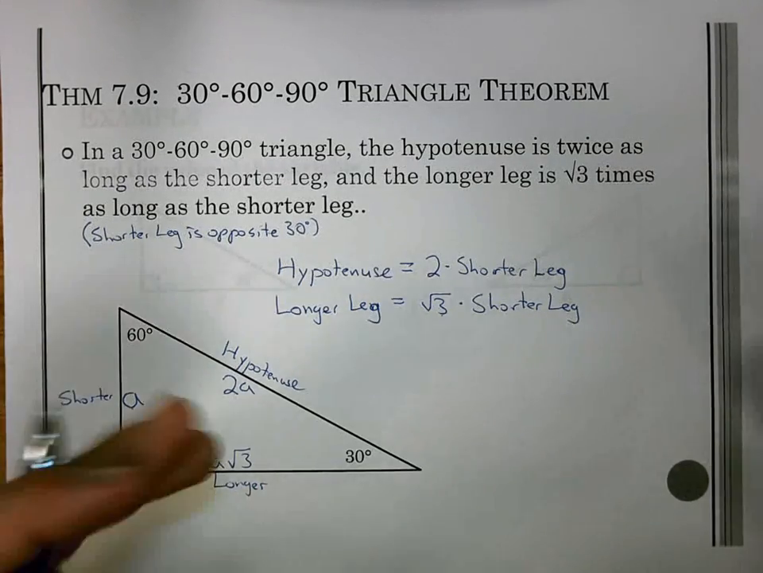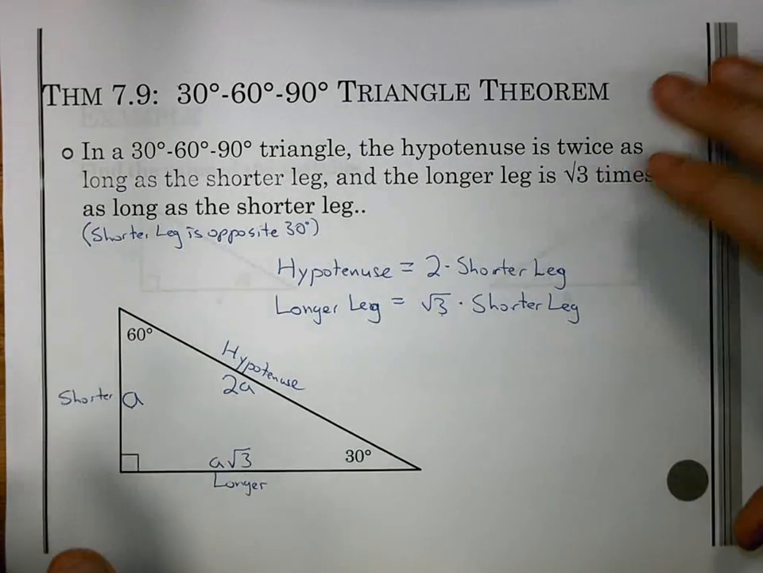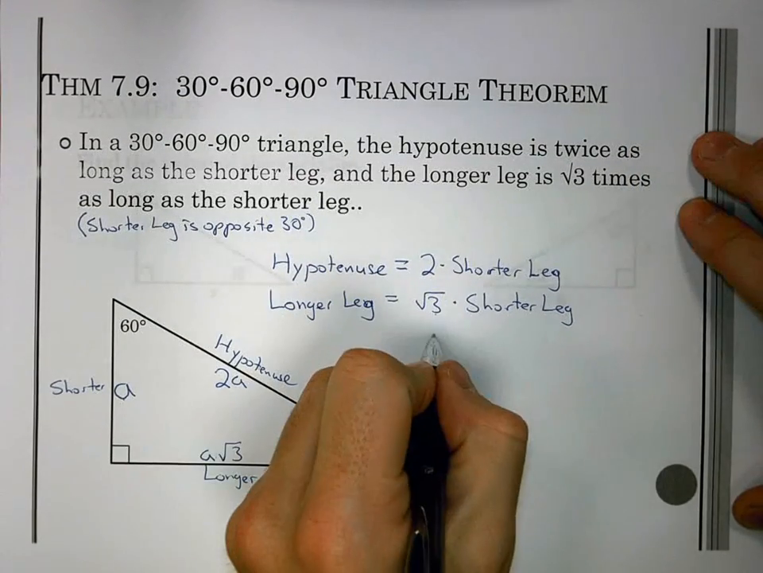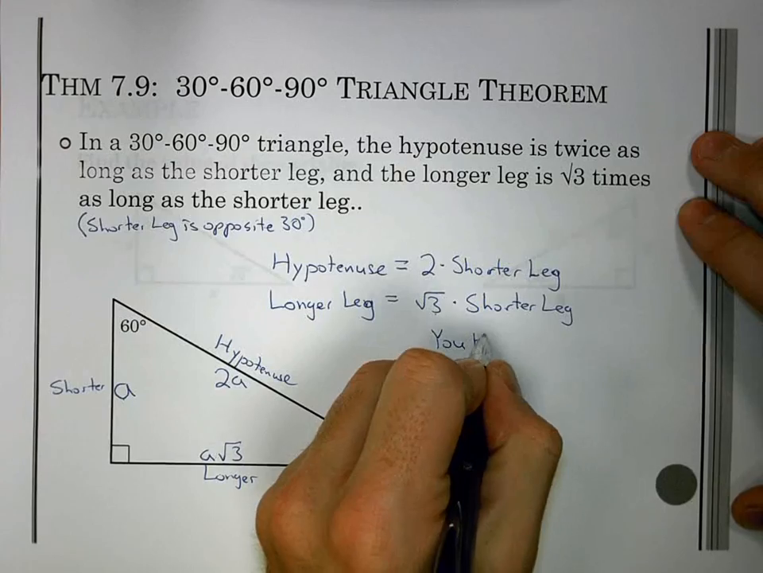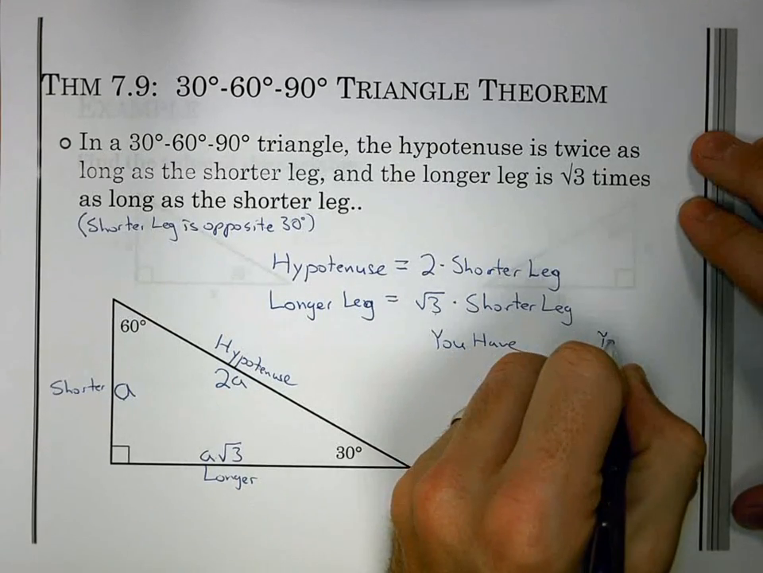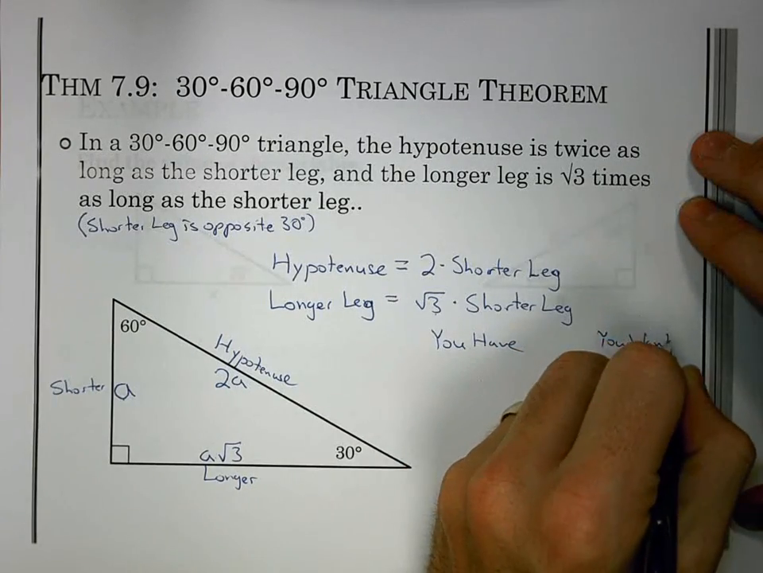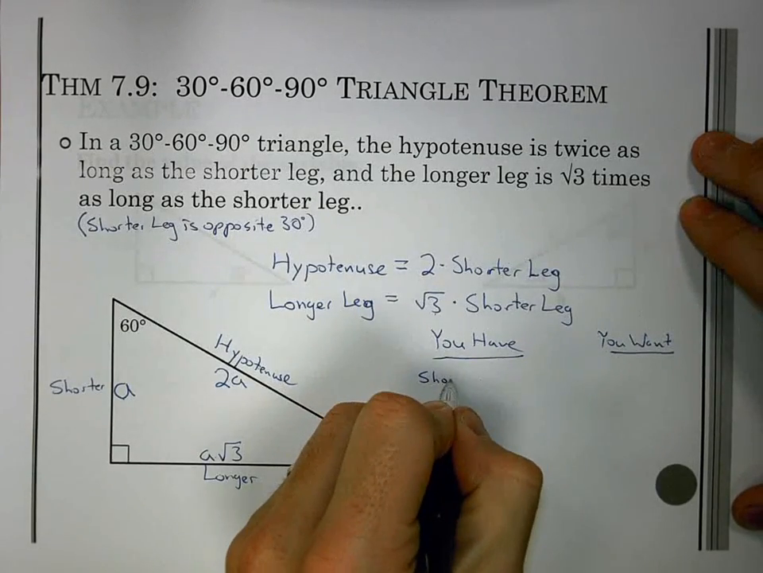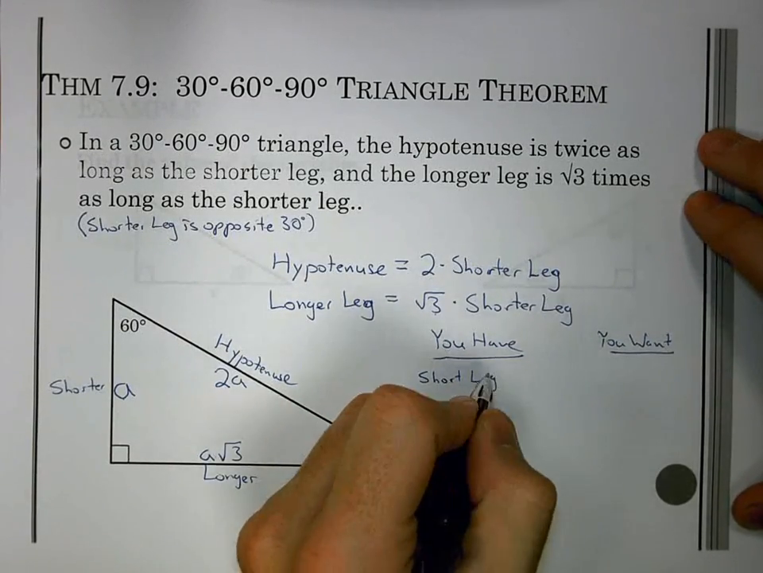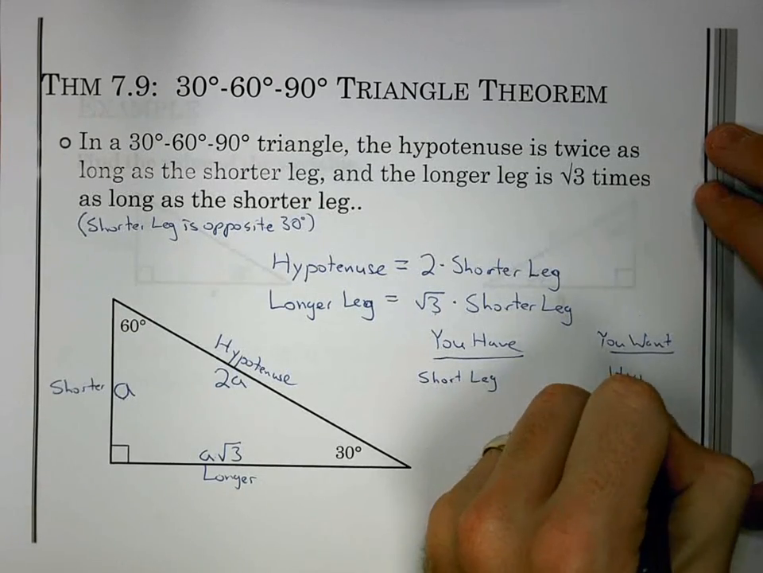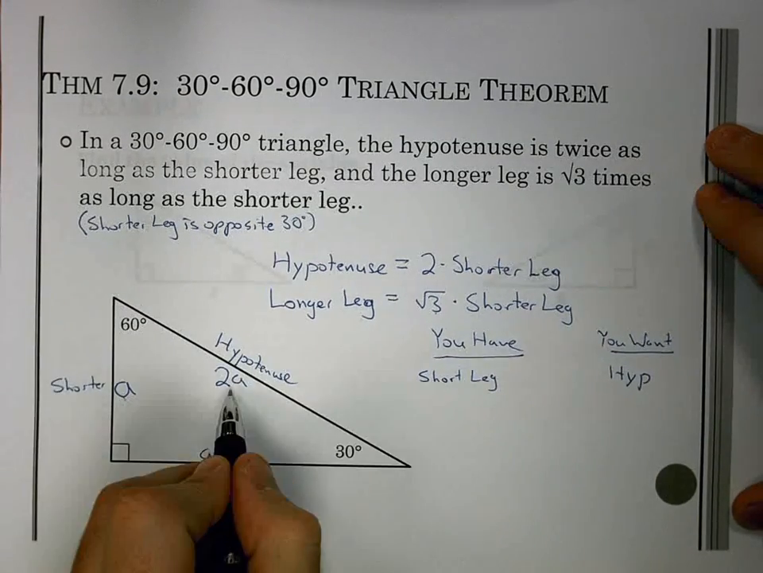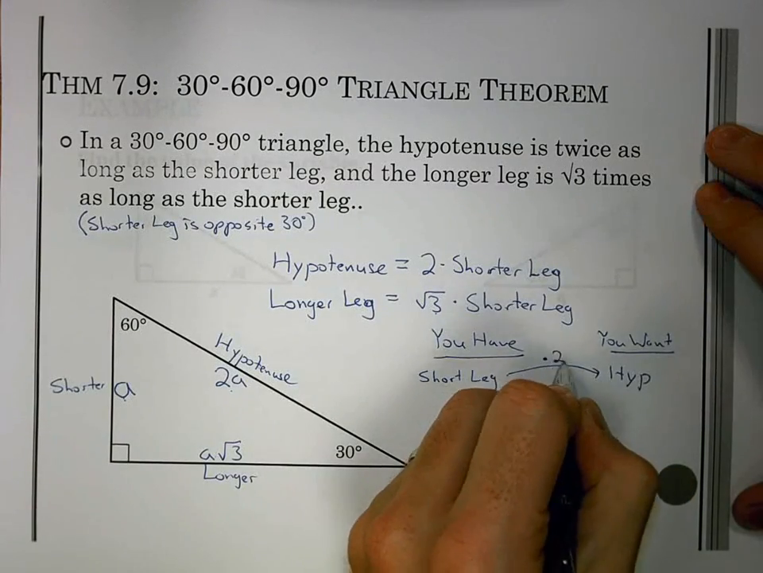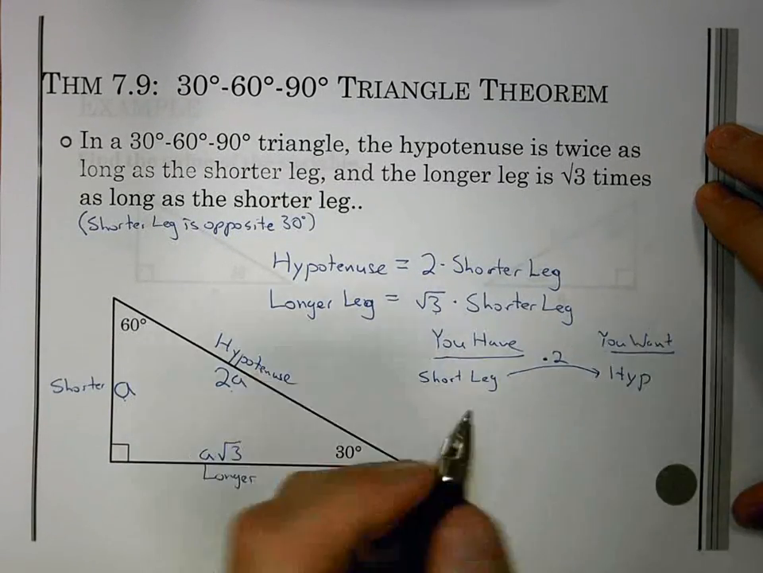Now let's go through that list again for what we have and what we want. And that maybe gets us used to dealing with this. So let's say you have the short leg and you want the hypotenuse. So I went from A to 2A. Well, what do I have to do? I have to multiply by 2.